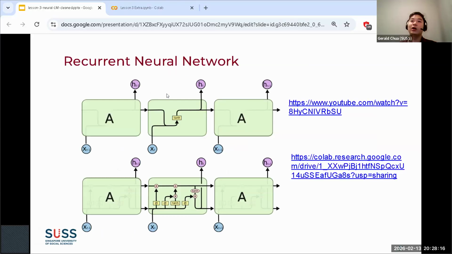Okay, but right now, the other key thing, and the one that we'll be doing in our lab, will be this thing called the LSTM, the long short-term memory neural network. So let me show you a sample of what it is.